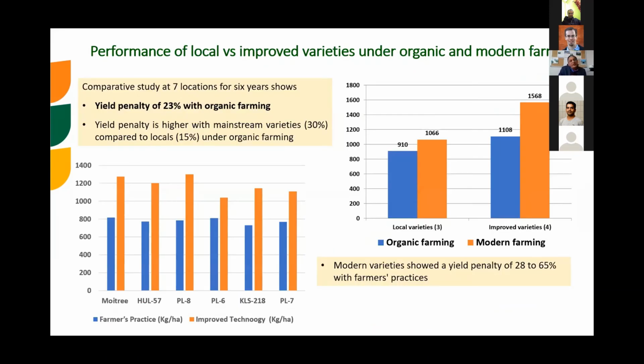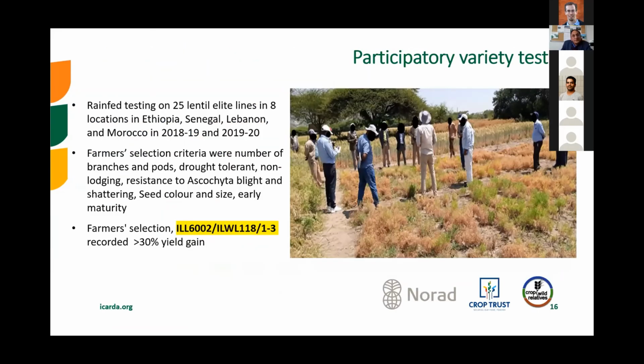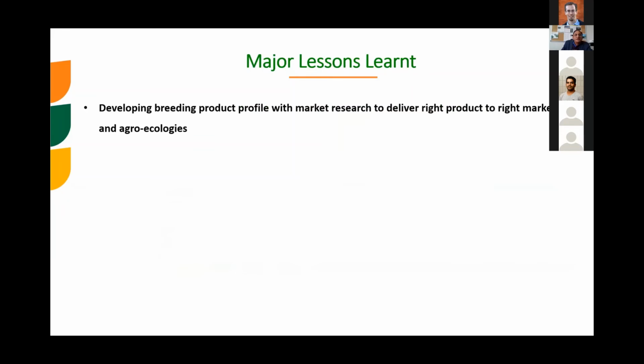So as you know, in Nepal, most of the farmers are still growing lentil with low-input agriculture, and there's a huge gap, almost 23% penalty. So if we have to go for the improved varieties, then we have to go with improved agronomy. Then we can realize the genetic potential of those varieties. Then participatory variety selection is very, very important, and some of the lines farmers select can give as high as 30% yield gain. And the major lesson we have learned is that developing breeding product profiles with market research really helps to deliver the right product to the right market and agroecology.